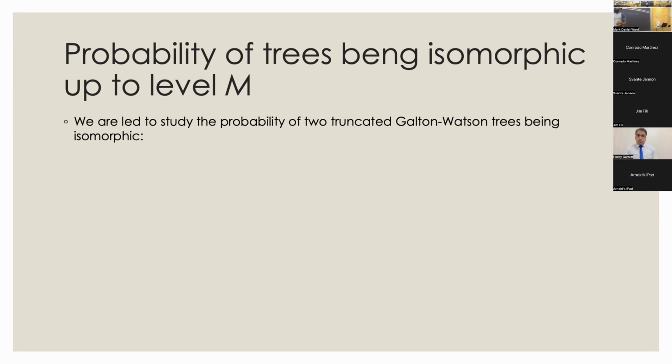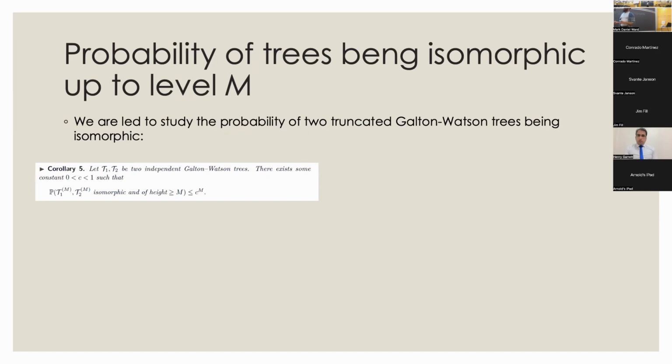We truncate the trees and look at the probability that they are isomorphic. And then we have to do this for three cases because of the way the expectations were built up on the previous slide. But essentially we'll see that we have some sort of exponential decay in terms of how far down in the tree we look, for two trees to be isomorphic up to that level.